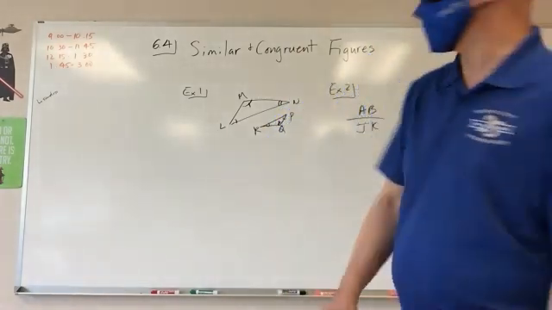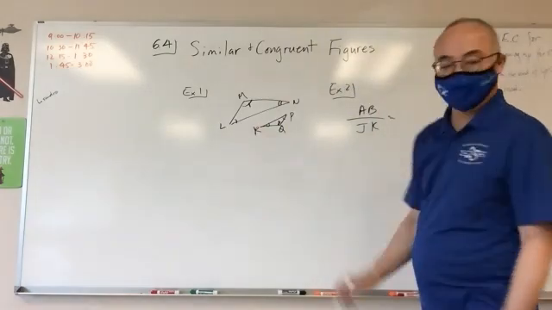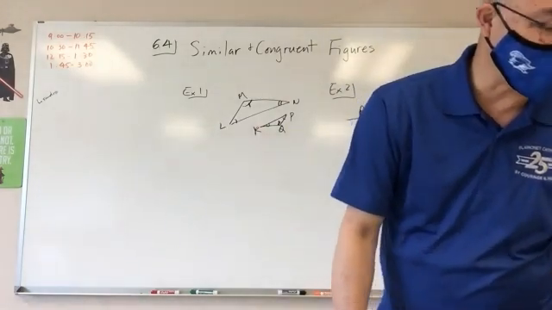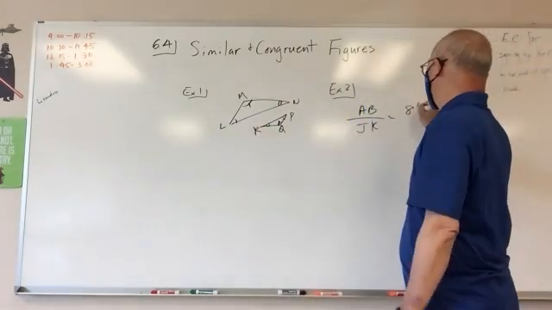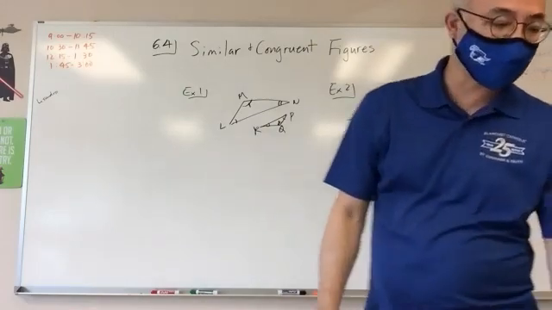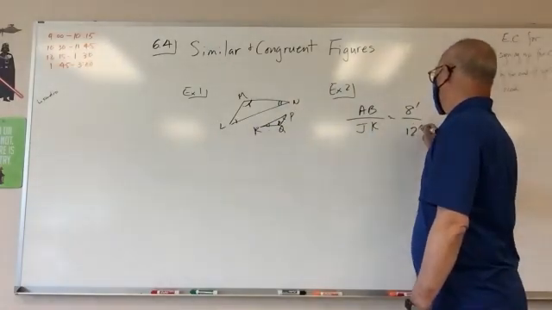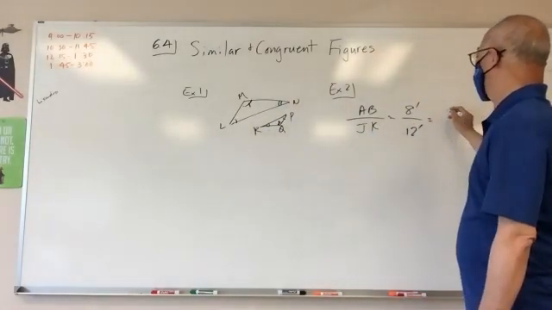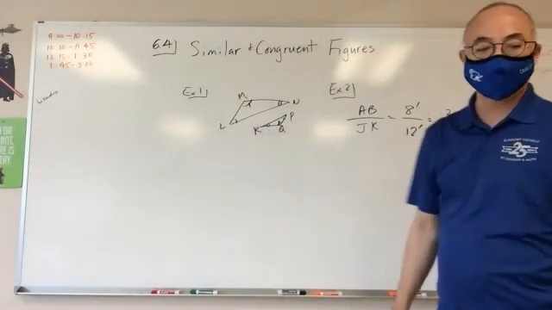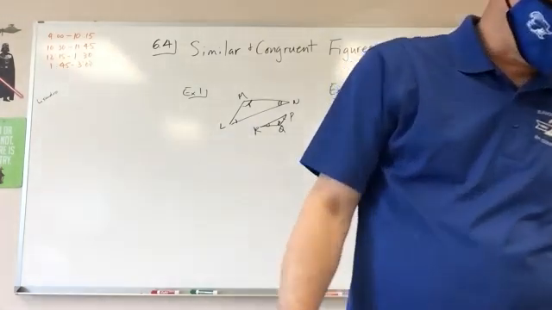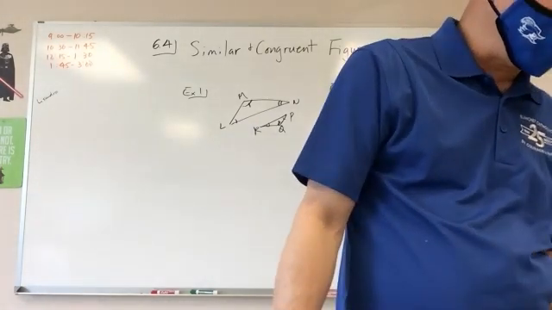So what is AB? AB was 8 feet. And JK was 12 feet. So this would be what? 2 over 3 if you divide top and bottom by 4. Okay, so the ratio of the lengths would be 2 to 3, right? 2 over 3.